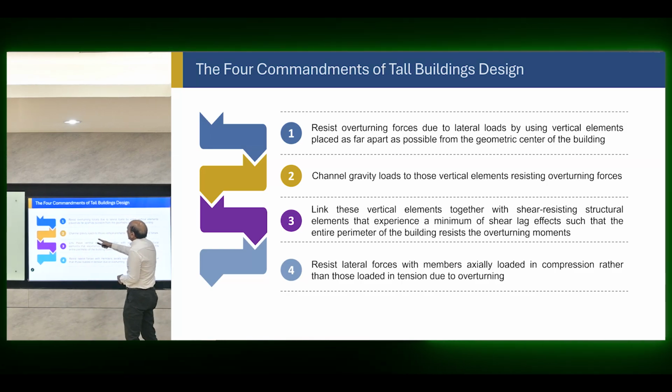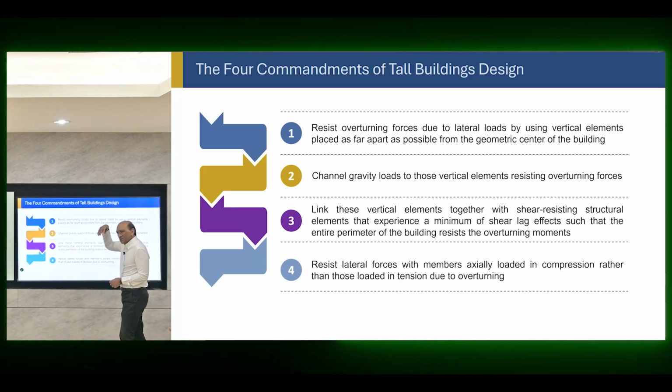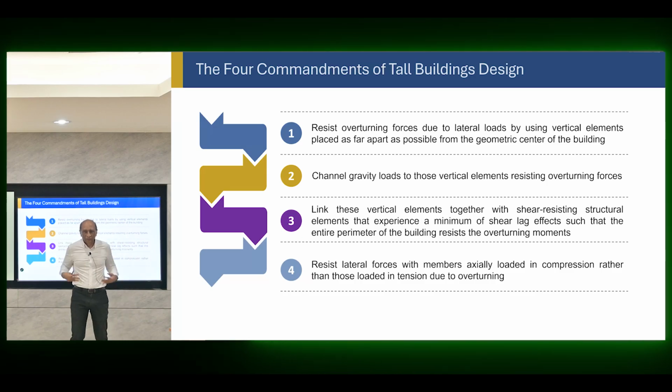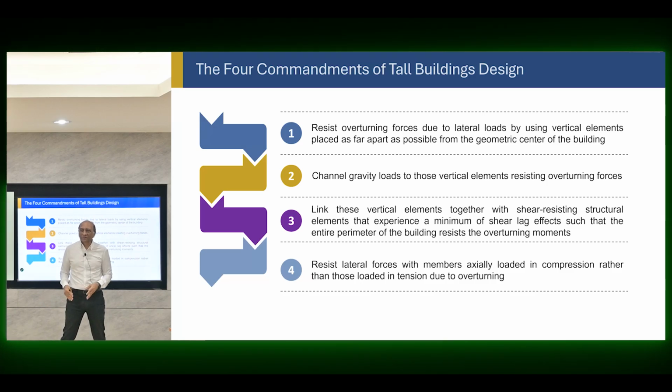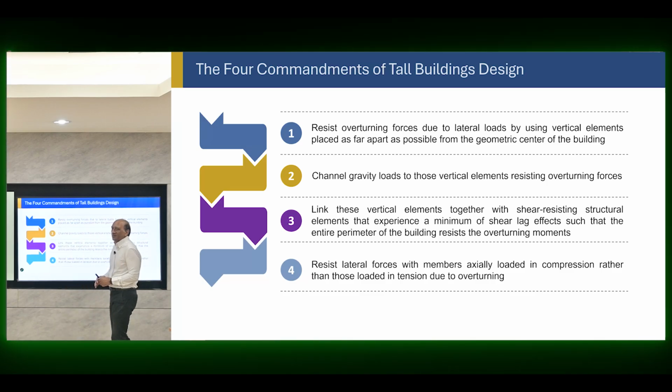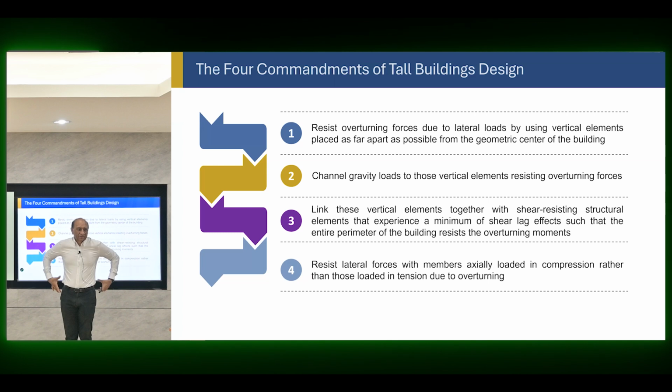That's number 1. Second one, channel gravity loads to the same components. So my gravity load should go to the same legs, right, that I've used for lateral loads. So the gravity load system must transfer gravity load to the components which are also resisting the lateral load. That's number 2. Number 3, link these vertical elements by a rigid element, like this portion of the body.